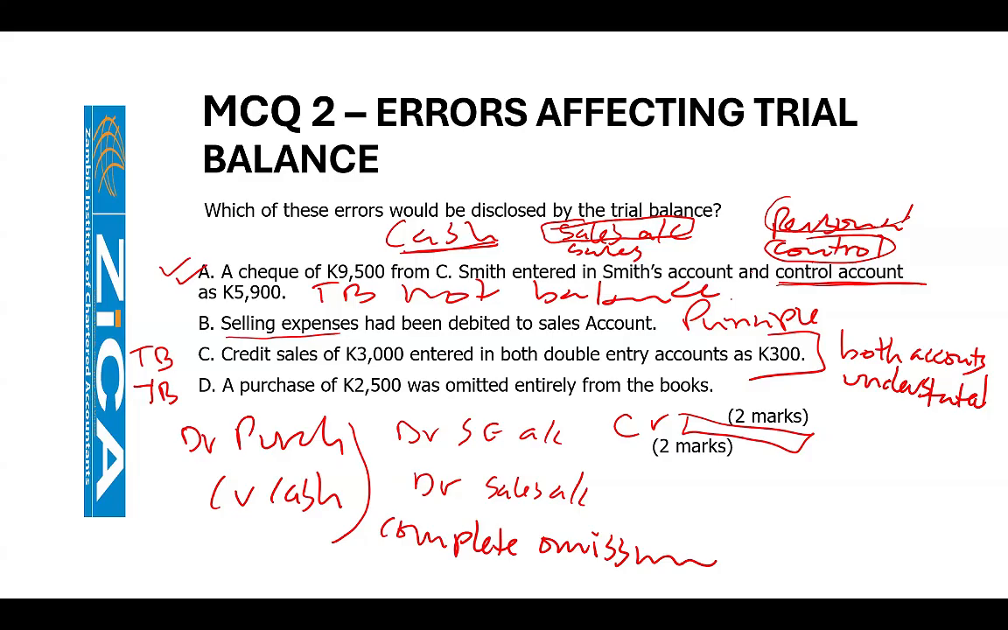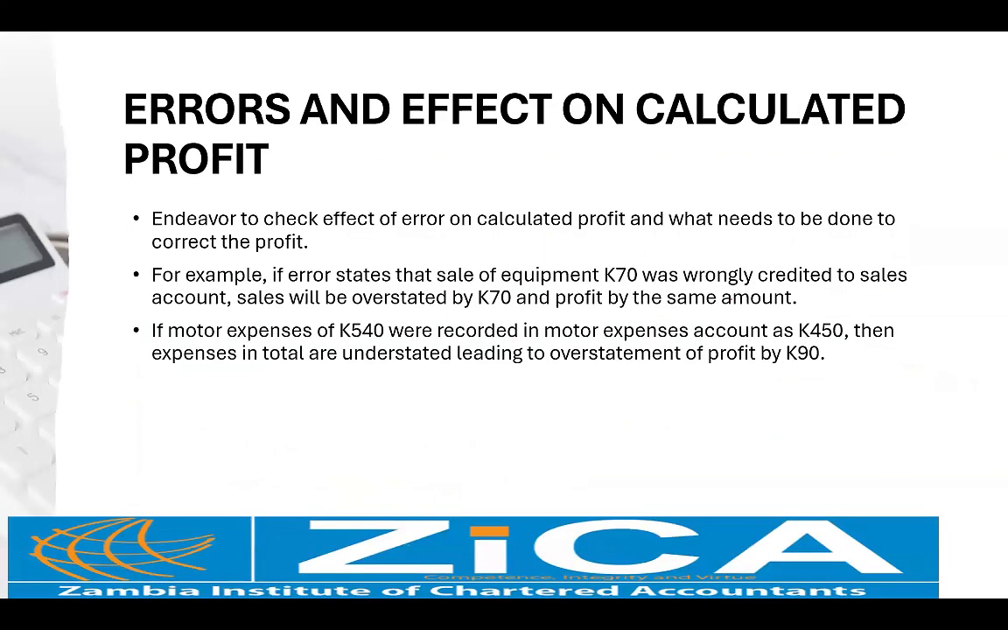So that is a good practical example of transposition involving one account. So one account has the correct amount, but the other one is transposed.